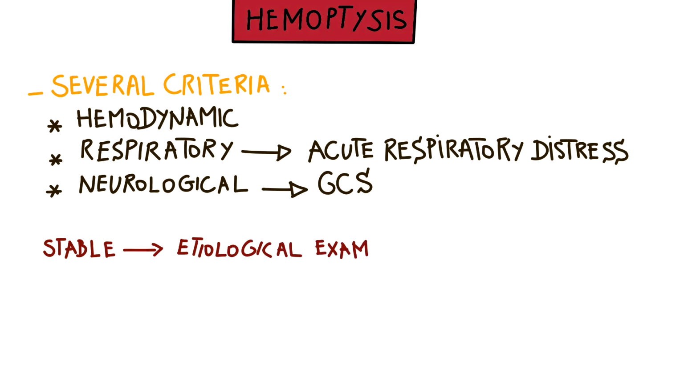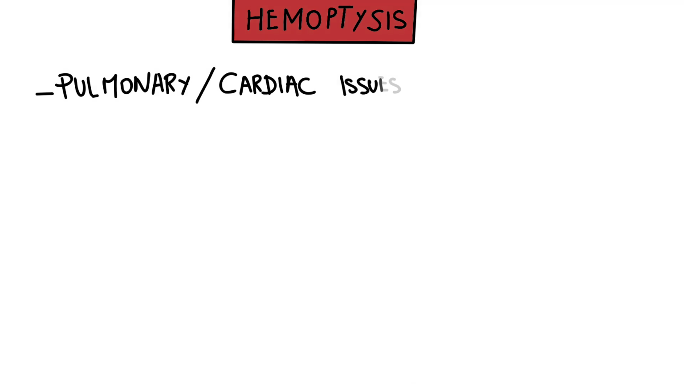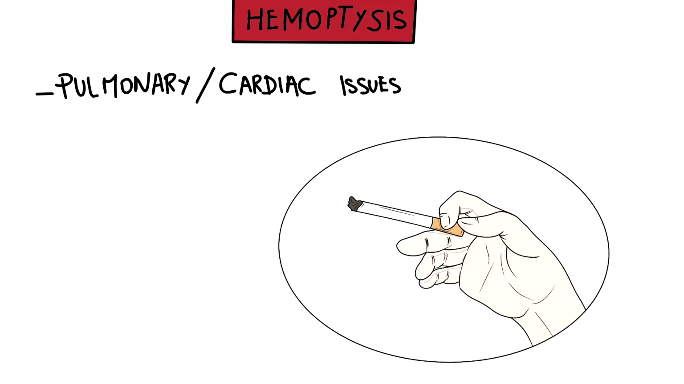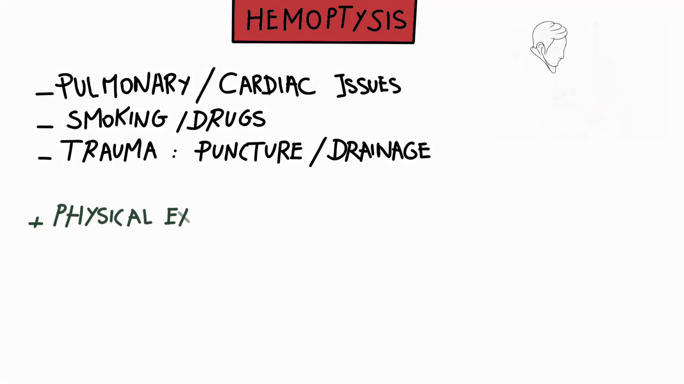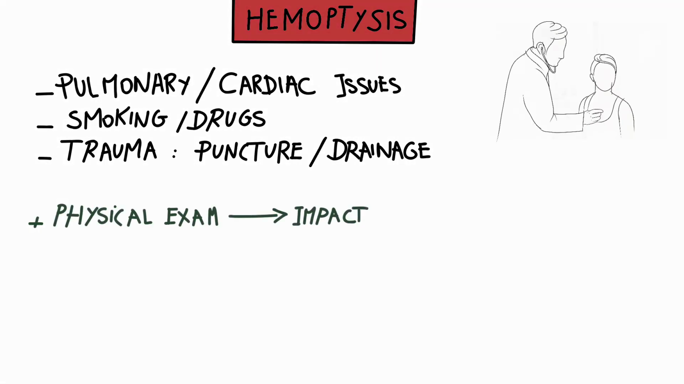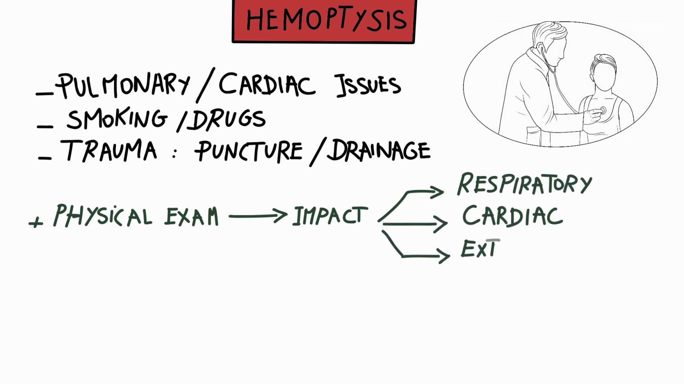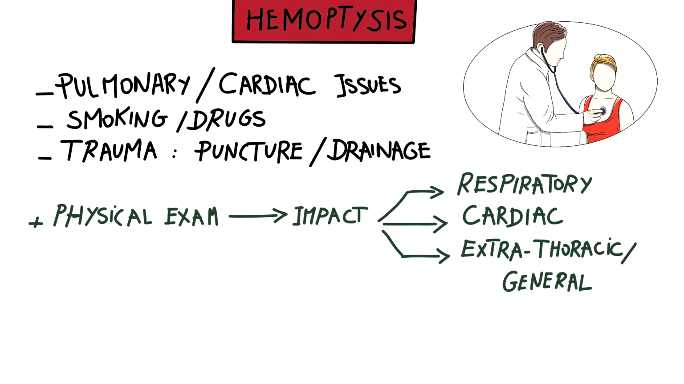The patient's medical history, including any pulmonary or cardiac issues, as well as any history of smoking or drug use. Trauma such as chest puncture or drainage should also be taken into account. The impact of hemoptysis is explored by physical examination, focusing on the respiratory or cardiovascular indicators, along with extra-thoracic indications or general symptoms. Radiological examinations play an important role in determining the cause of hemoptysis.